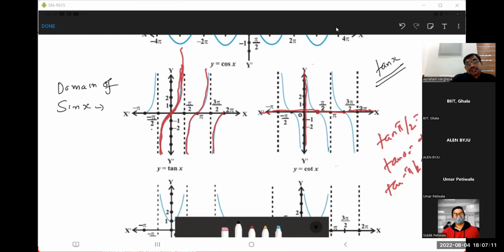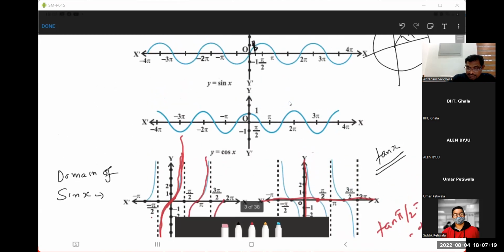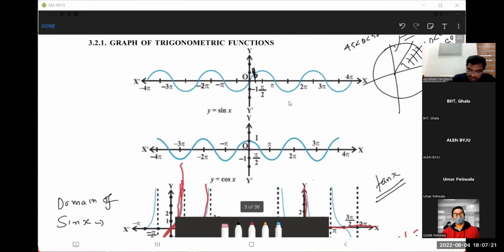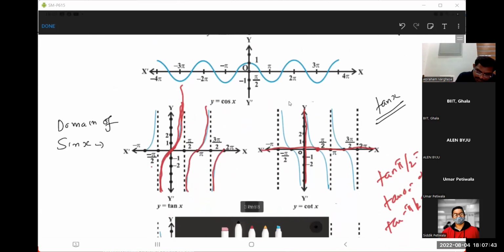Yeah. So domain will be all real numbers, right? You can see the graph. From the graph, it is clear. Domain means the value of x. You look at the x-axis. You can give any value for x. That's why yesterday I told you, I can calculate the value of sin 10 degree, sin 50 degree, sin 360 degree. Any value I can calculate. So it will give one value. Right? So therefore, the domain of sin x will be all real numbers R.